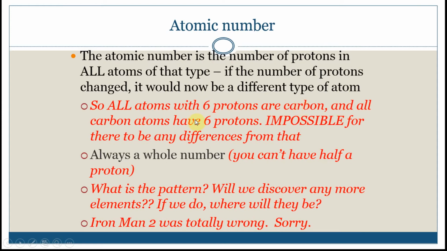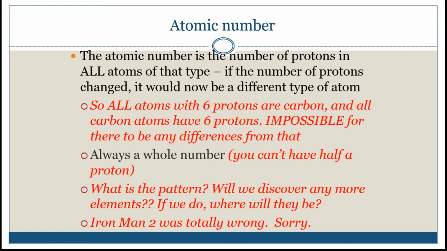And all carbon atoms have 6 protons. If you have something with 7 protons, it's not carbon. What's after carbon? Nitrogen. It's how we define what an atom is. The number of protons is always the same in every element of that type. We can muck around with the electrons, you'll learn that later. We can muck around with the neutrons, you'll learn that later. But the protons define what an element is. It's always a whole number. You can't have half a proton.